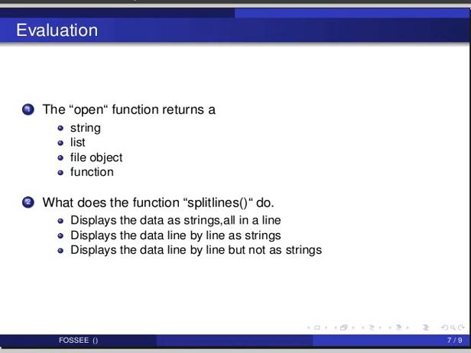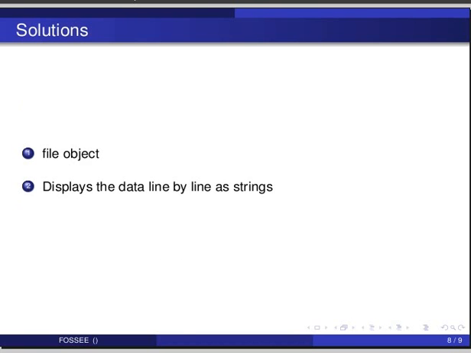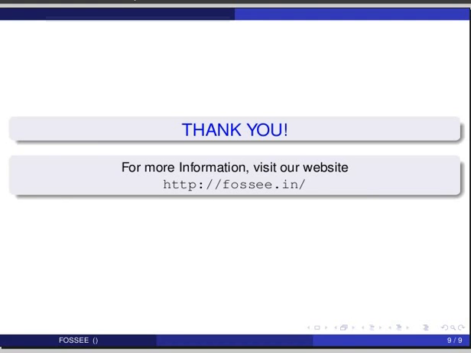And here are some self-assessment questions for you. The first one, the open function returns a string, list, file object or function? The second question is, what does the function splitlines do? It will display the data as strings all in a line, display the data line by line as strings, or display the data line by line but not as strings. So now let's look at the answers. For the first one, the function open returns a file object. The function splitlines displays the data line by line as strings.